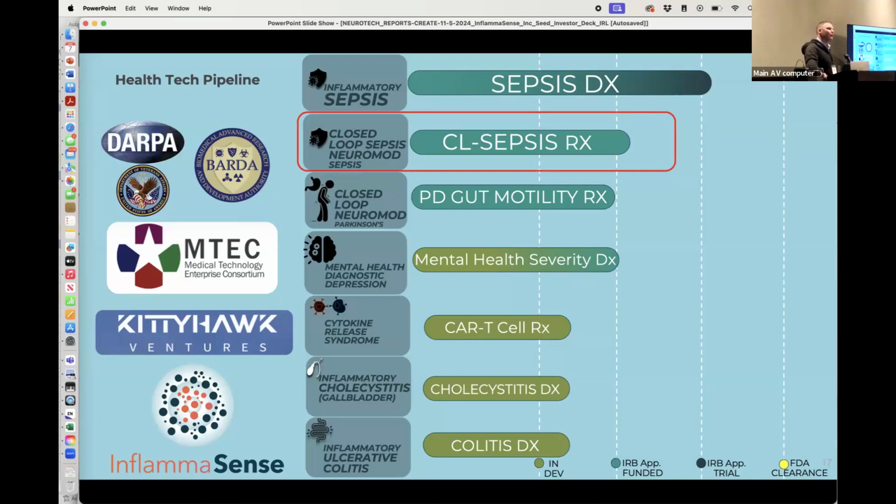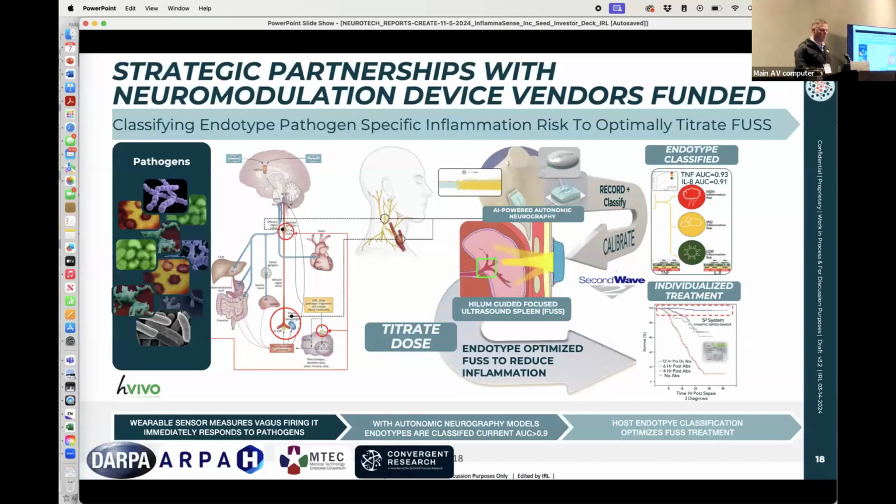Inflammation can lower the threshold for pain. Inflammation is also very much core to mental health disorders. So this is the project that we have funded through DARPA and ARPA to build a closed loop device to monitor these neural signals, to titrate the amount of focused ultrasound to the spleen to inhibit inflammation.